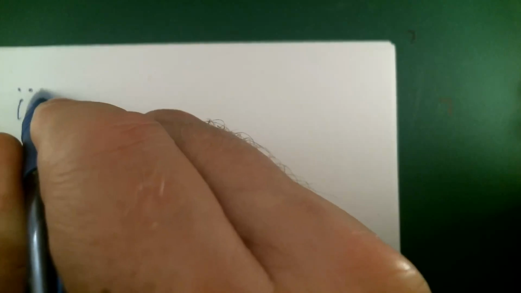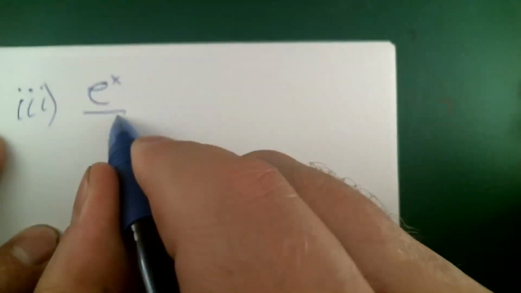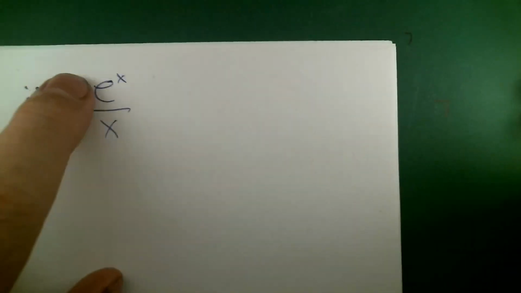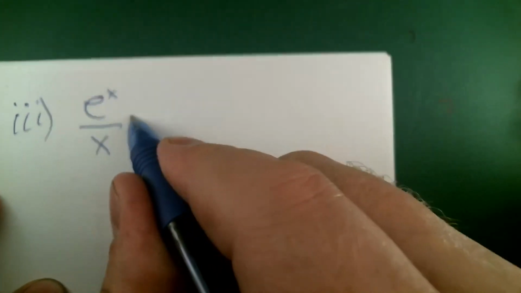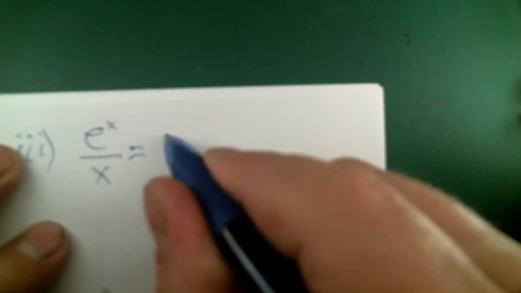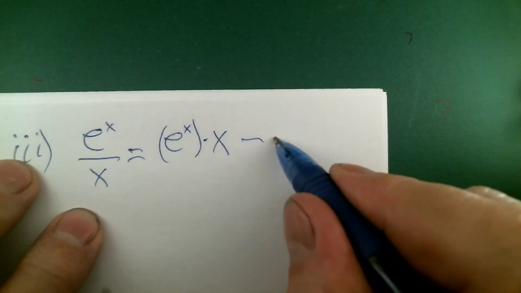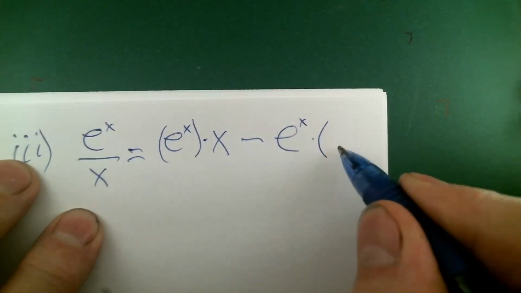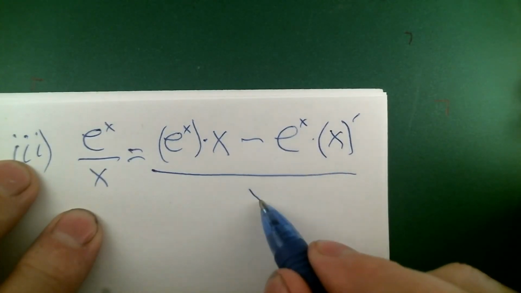Third subproblem in this guy, number 3, was e to the x over x. So the top is f, the bottom is g when we do that quotient rule. So we will have e to the x's derivative times g of x minus e to the x times g's derivative, all over g squared.